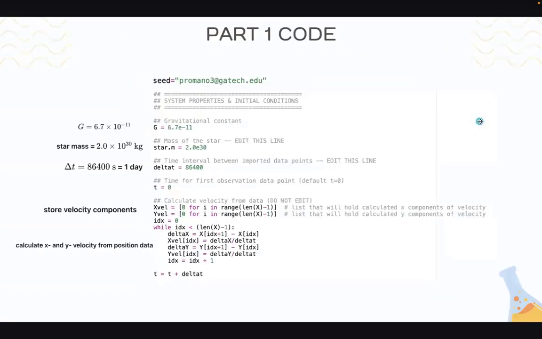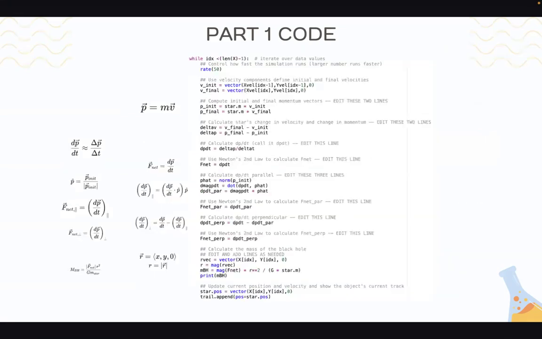And so for part one's code, I used GlowScript to model the star's orbit, and I set the initial conditions, including the gravitational constant, the star's mass, and the timestep of 1 day. And then I calculated the star's x and y velocity components from the position data. And then after that, I found the initial and final momentum vectors, used those to calculate the change in momentum, and divided by delta t to get dp over dt. And since Newton's second law tells us that the net force equals the rate of change of momentum, I set F net equal to dp over dt. Then I found the parallel and perpendicular components and used the net force and distance from the origin to calculate the black hole mass at each step.